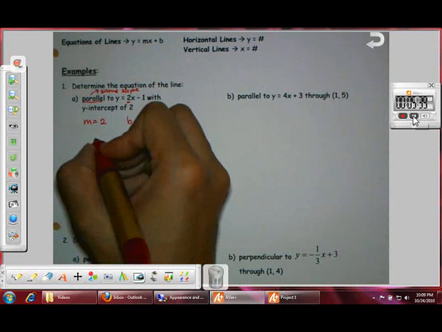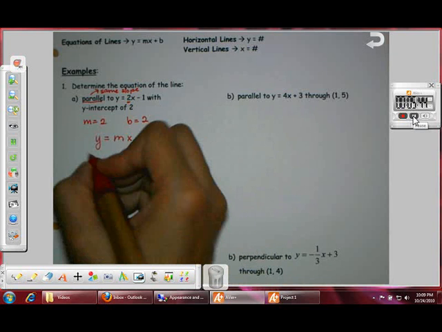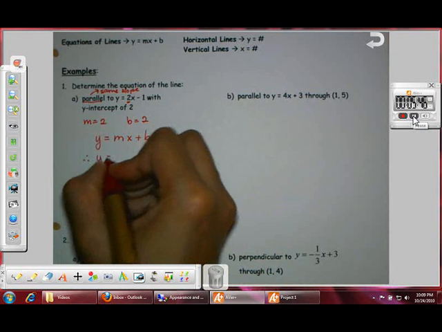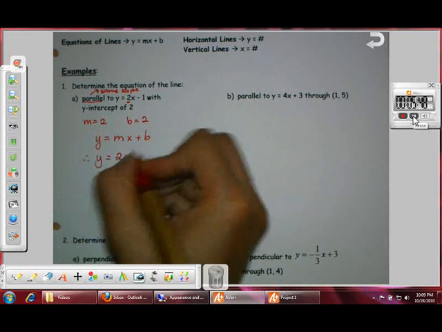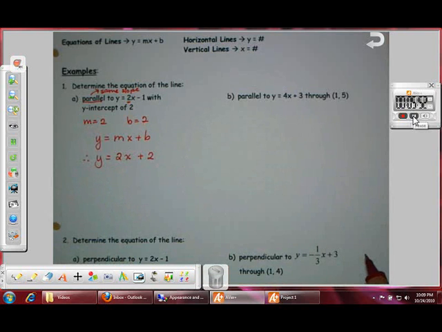The general form of the equation is y equals mx plus b. This is where we place our m and this is where we place our b. Therefore, y equals 2x plus 2, with m being 2 and b being 2. So that's the equation of the parallel line.